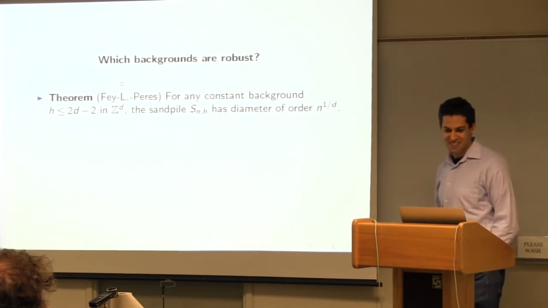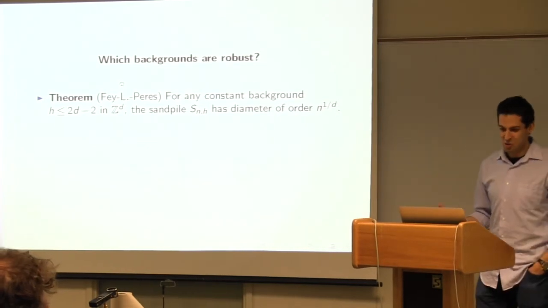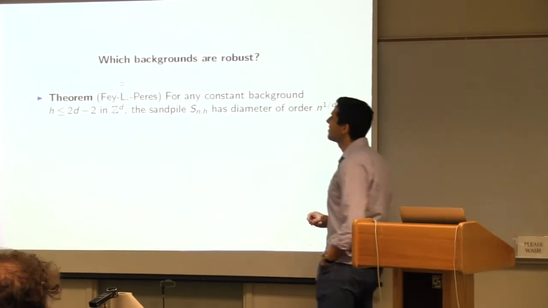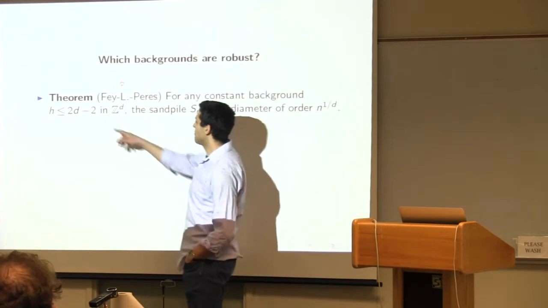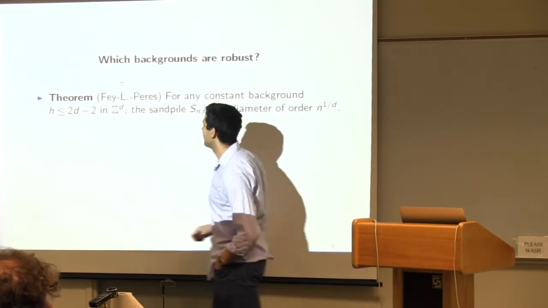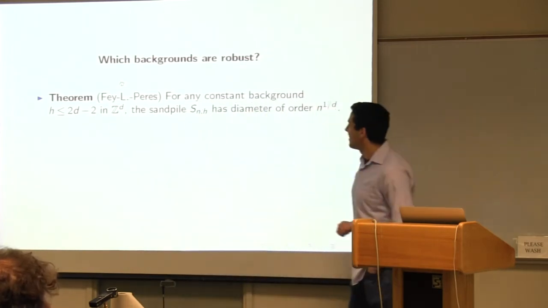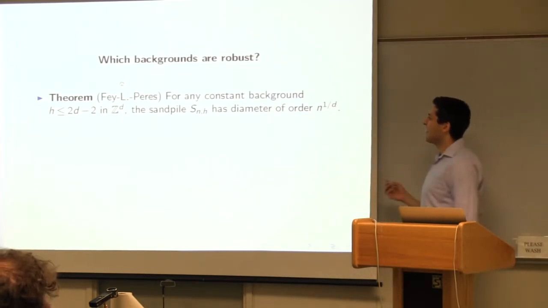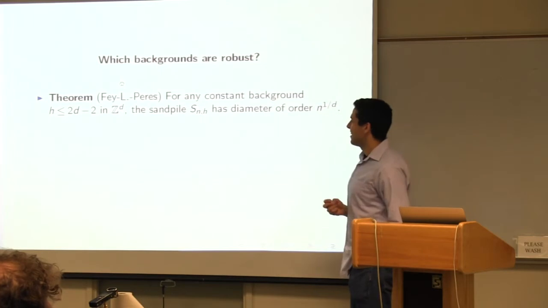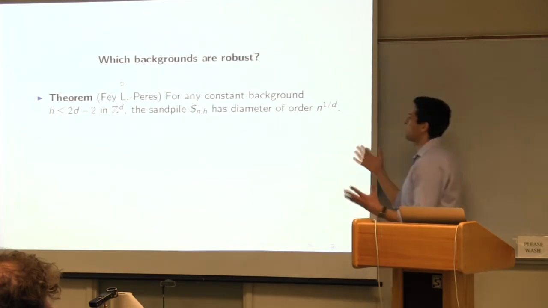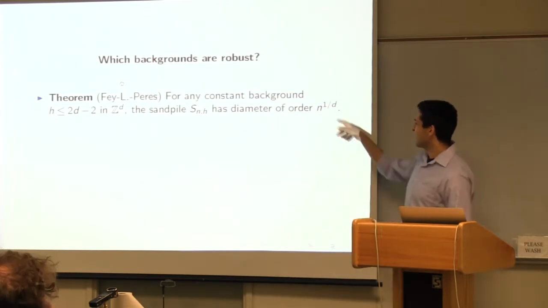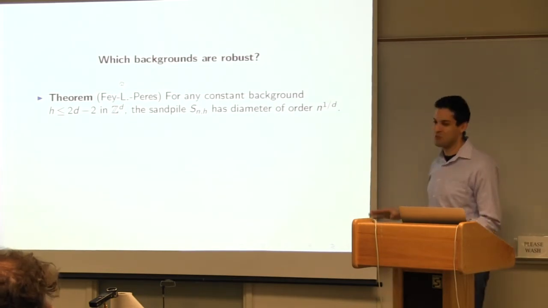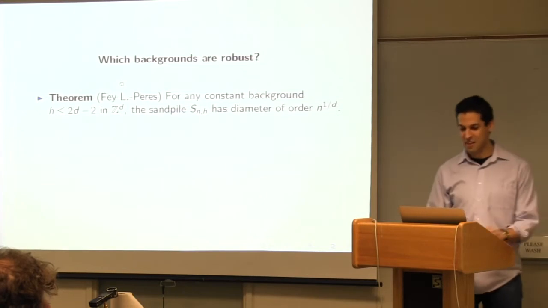Here's something that took a little work to prove: if your background is at most 2d minus 2 in d dimensions, in Z^d, then you're in this robust phase where you only topple finitely often. And in fact, it only spreads as far as you think it should spread. Namely, the set of sites to topple has diameter order n to the 1 over d, so it has volume order n.